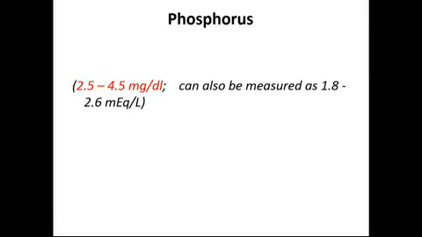Phosphorus is also known as phosphate. You will hear that some people use that term interchangeably. Anyway, you can see that there are a couple ways this can be measured, and it's all based on the way the lab is doing the test. It can be milligrams per deciliter or milliequivalents per liter. The most common one is this 2.5 to 4.5. If you can remember that. Sorry, I don't have any little memory aids for that.